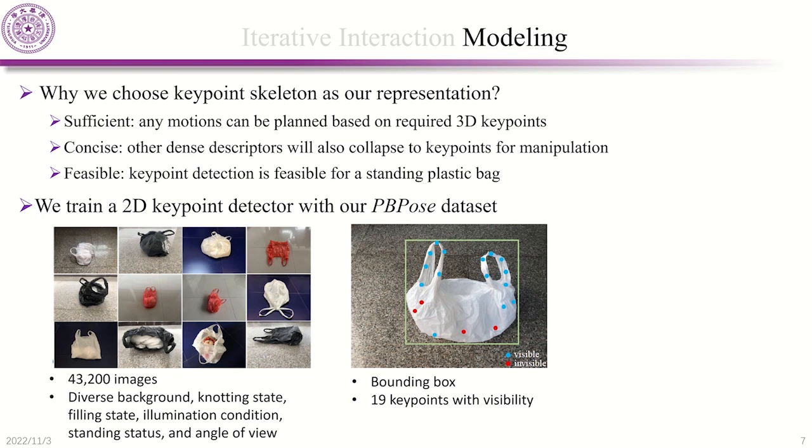The problem is there is no existing dataset for plastic bags. To this end, we propose a new dataset with 43,200 images of plastic bags in different configurations such as background and illumination, and label each picture with 19 defined key points and the bounding box. We then train a state-of-the-art 2D keypoint detection model on this dataset.